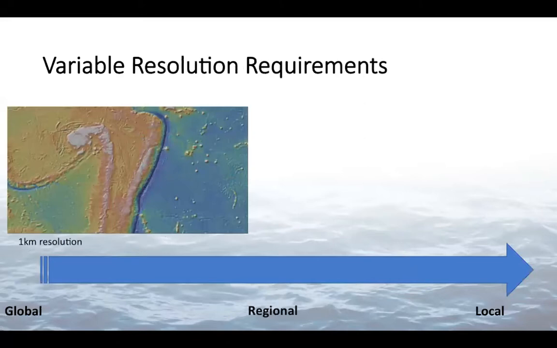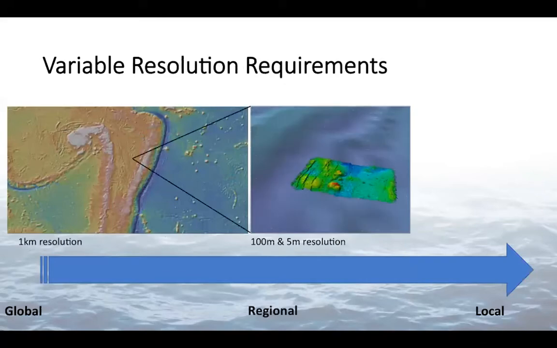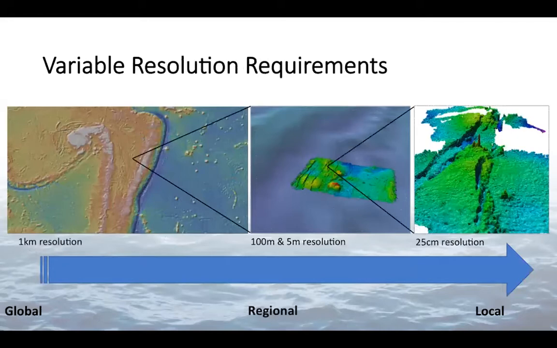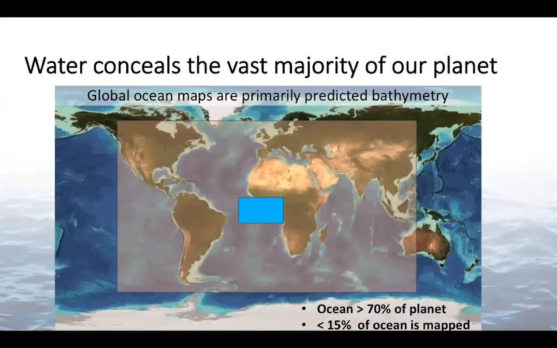That kind of scale might be perfectly fine for large-scale ocean circulation work or global geophysical questions. If we zoom in a little to 100-meter or even down to 5-meter resolution, you get a lot more detail. That would be appropriate for different kinds of questions. And you might have to go all the way into sub-meter resolution. This map is a hydrothermal vent field in over 2 kilometers of water depth that I mapped with a remotely operated vehicle. And you can actually see individual vent structures. So it really depends on the questions you're trying to ask or answer.